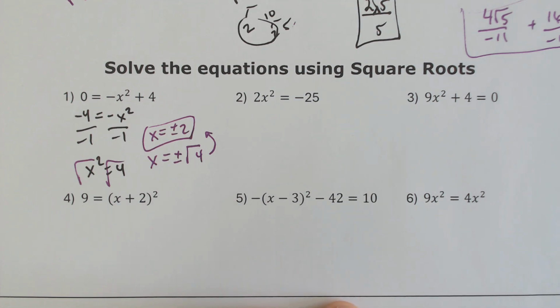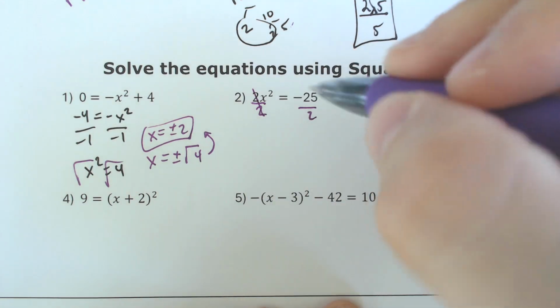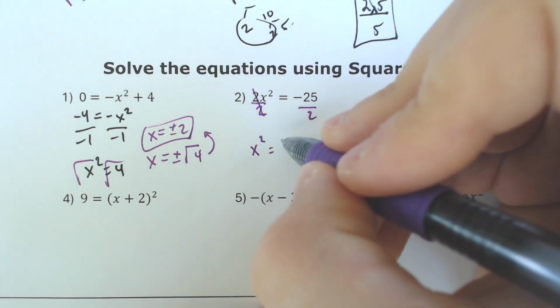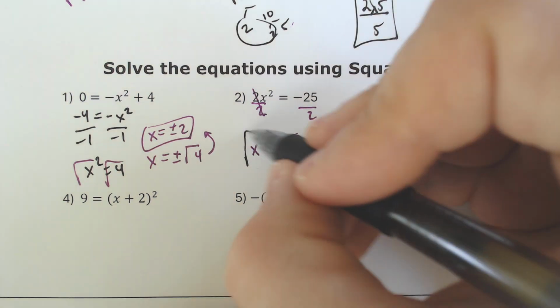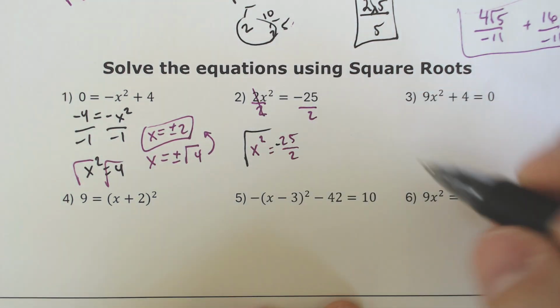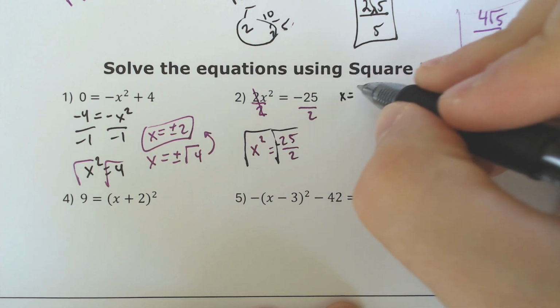All right? Moving right along. These are going to be pretty quick, everybody. We're going to divide by 2. 25 does not divide by 2. So we get x squared is equal to negative 25 over 2. We're going to square root now. When we square root, when we're solving, we have to add the plus or minus.